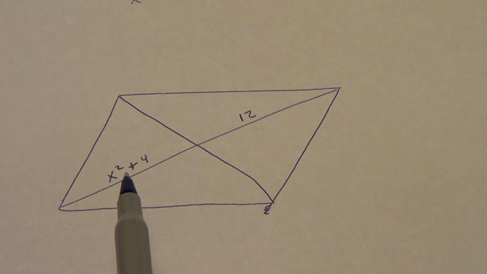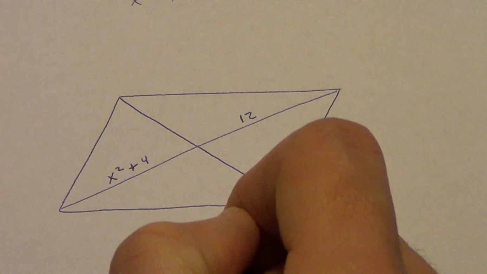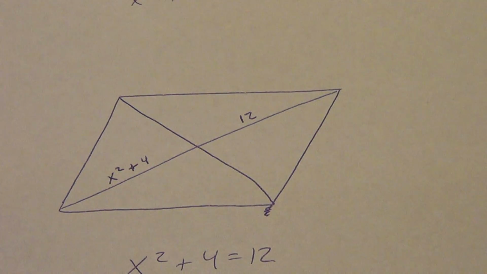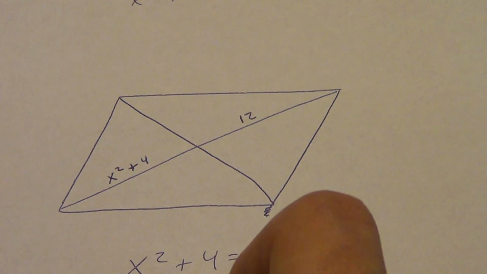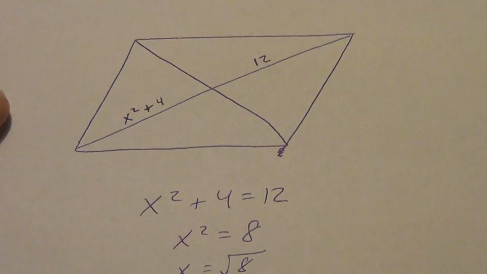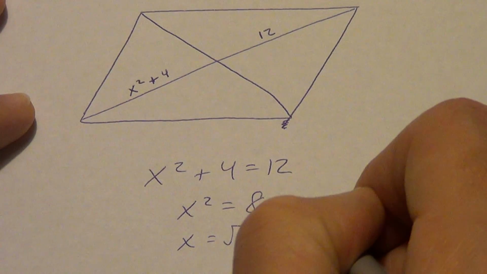That's x squared plus 4 and a 12. So I'll let you copy that down. All right, so we know that the diagonals bisect each other, kind of like one of the parts we did before. So x squared plus 4 equals 12. Subtract 4 from both sides, x squared equals 8. X equals the square root of 8, which, if we break that down, you should get 2 root 2.